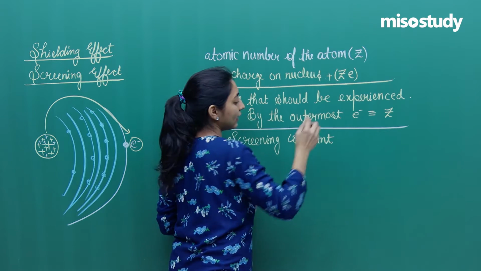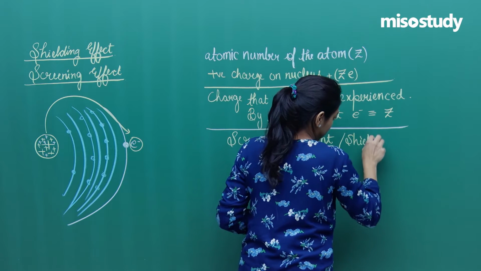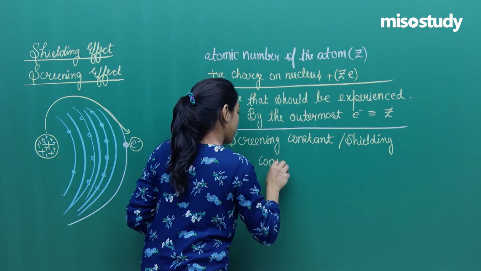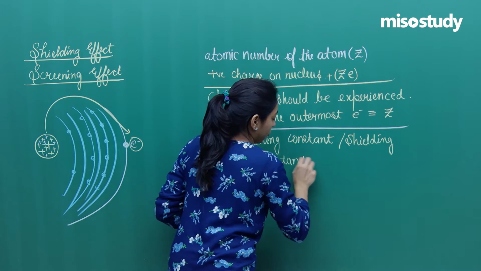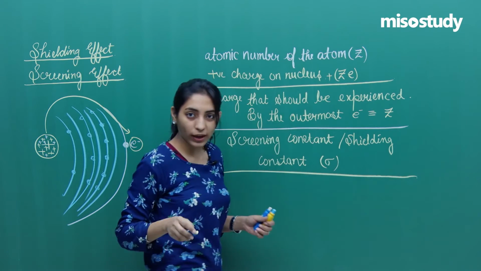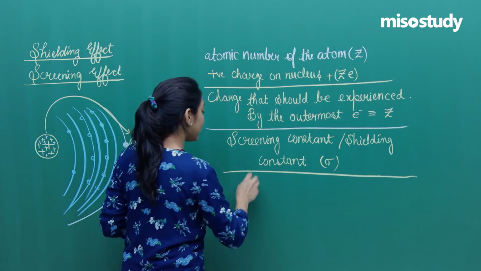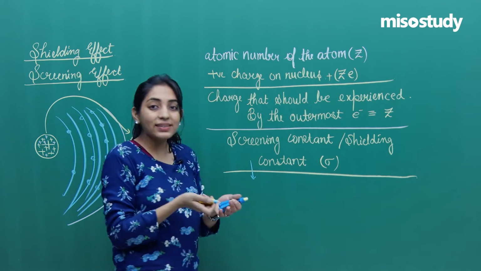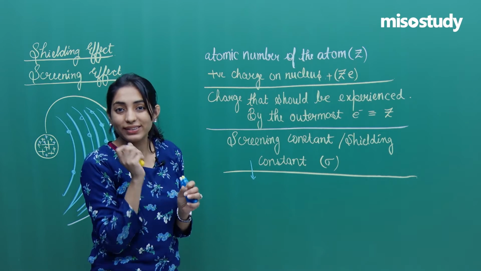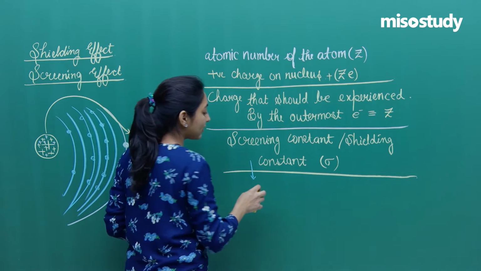This screening constant is also known by the name of the shielding constant. Let us say I am representing it by the symbol sigma. Okay, so what is sigma or what is the shielding or screening constant? It is the tendency, or you can say it is the potential, by which the electrons can be screened from the positive charge of the nucleus, right? So this is the extent of shielding.